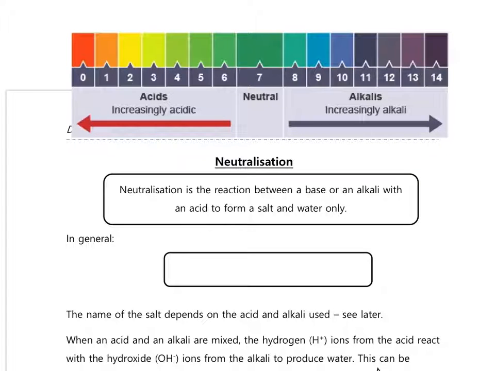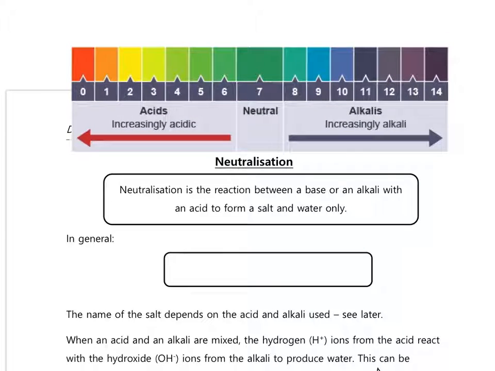The next part of your notes talks about what happens when you mix an acid and an alkali together. What you're doing is taking something from this end of the scale and reacting it with something from this end of the scale. They react together and form a neutral solution. They meet somewhere in the middle.